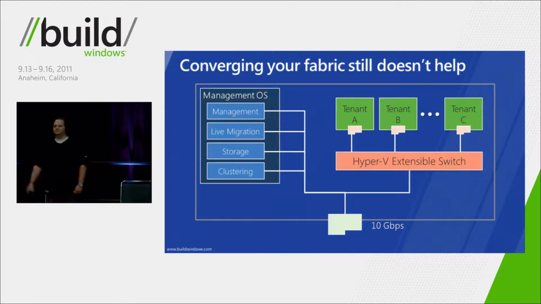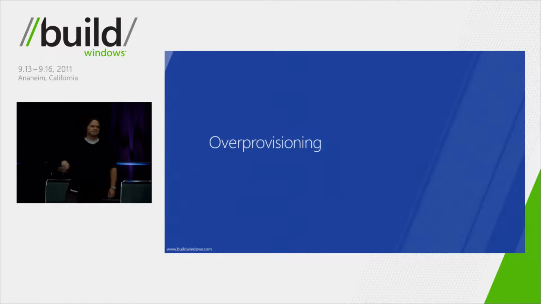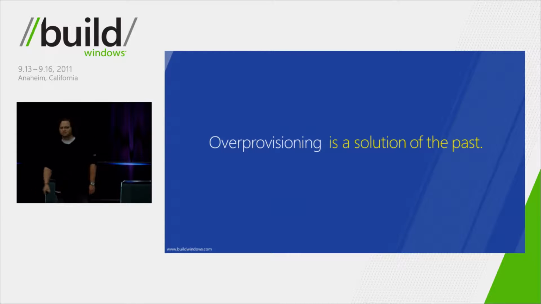Well, there's an old maxim that software expands to fill all available resources. And so this connection between your extensible switch and this 10 gig NIC heats up. And look at that. It looks just like the first picture. Your management traffic can't get through because all your tenants are chewing up all the bandwidth on that NIC. So over-provisioning doesn't help you do anything to enable multi-tenancy. It just costs you money. And I think everybody agrees that, by this point, over-provisioning is a solution of the past.